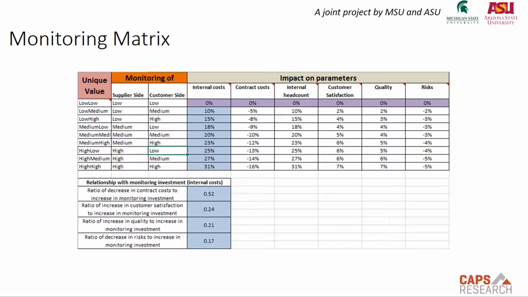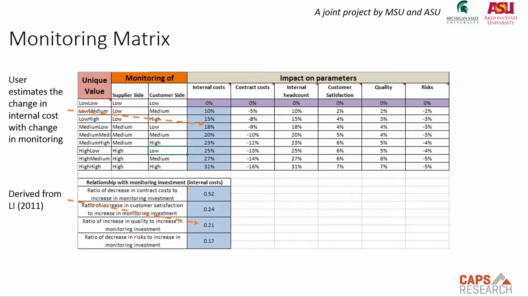So you see, for instance, if we go medium, that would say the internal costs are 20% more. All the rest of the columns, from the contract cost out to the risk, the five most right columns, are going to be impacted by the information that's given down below. Okay, so the user estimates those, changes the monitoring, and then these are values that you can fill in with your own information, or you can use this information derived from May Lee's dissertation back in 2011 that indicates what the ratio of increase is in, say, quality to increase in monitoring level investment.